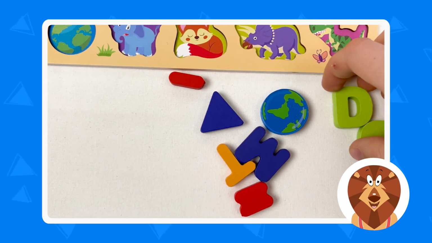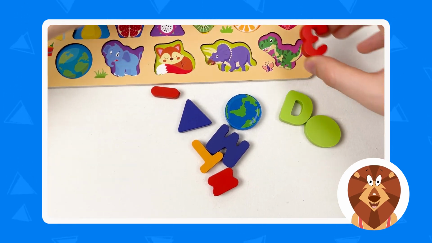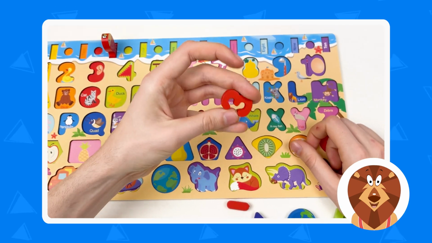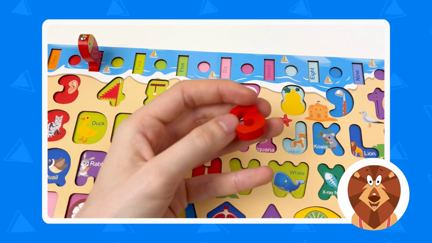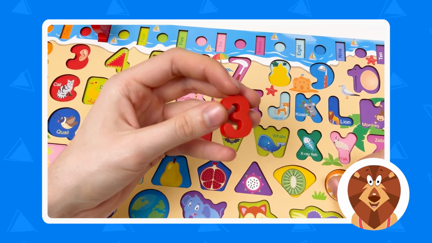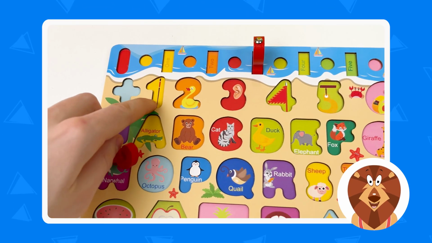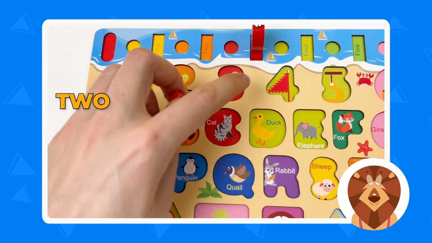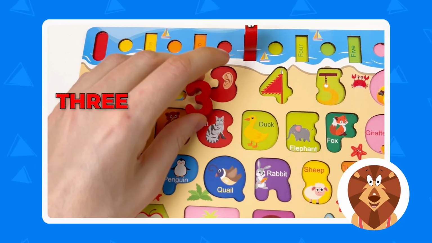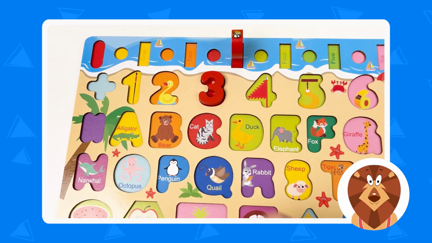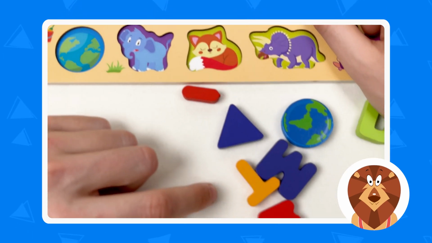And the next one that we're going to take is the number 3. Look at this. This is the number 3, and it's a red color. And where should we place it? Let's count. 1, 2, and 3. We should place it here. Great. And let's continue with the next one.